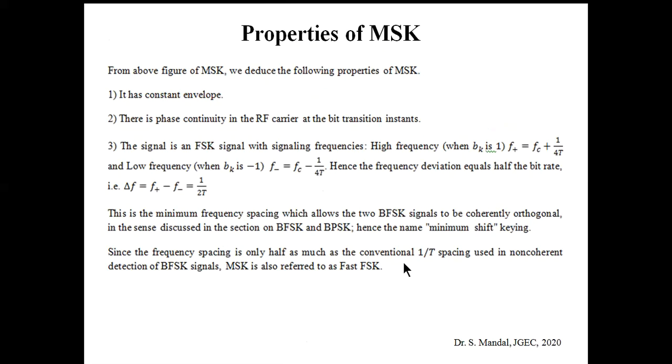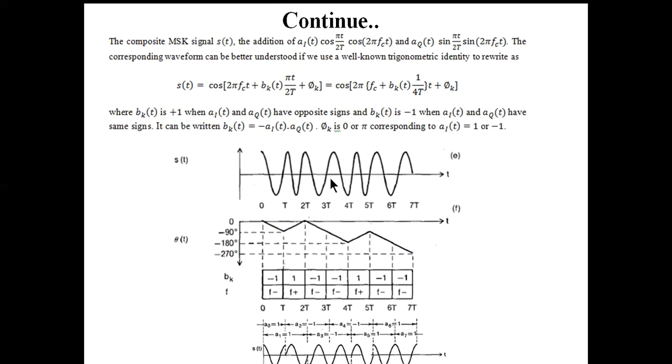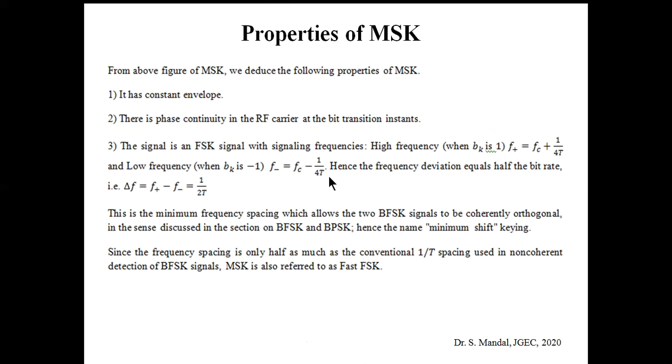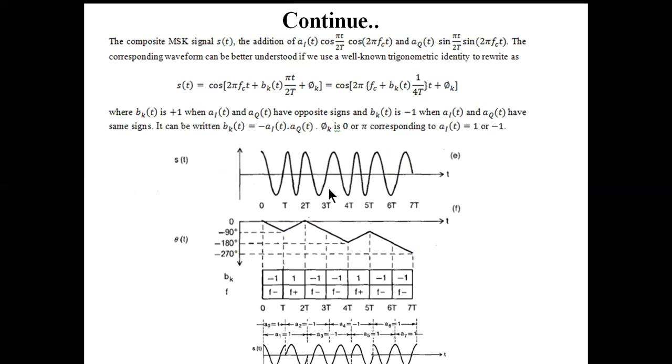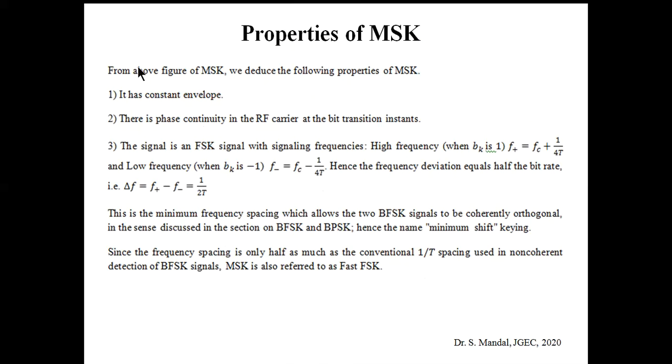Now considering the above figure, we can deduce the following properties. First of all, it has a constant envelope. That means there is no discontinuity in the envelope, no sudden change in the phase, so that the envelope does not cross 0, and we get phase continuity in the RF carrier.